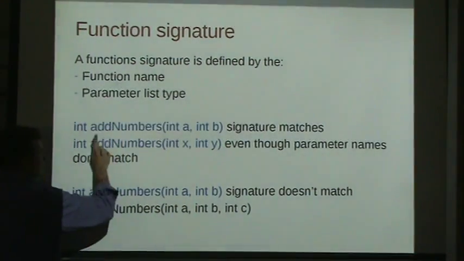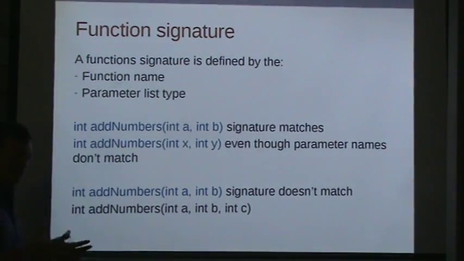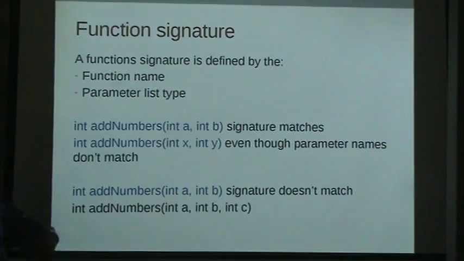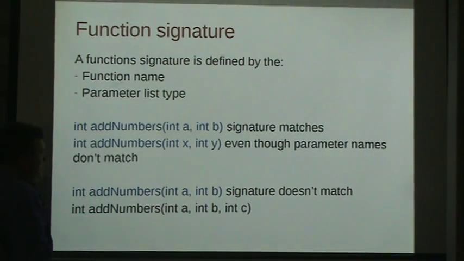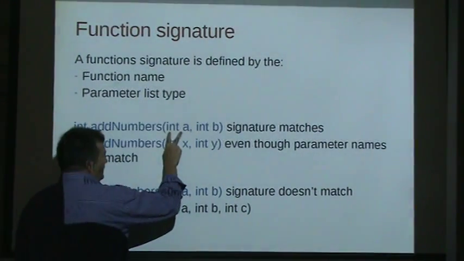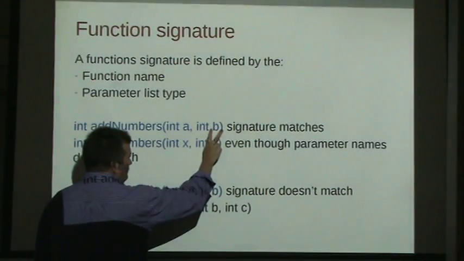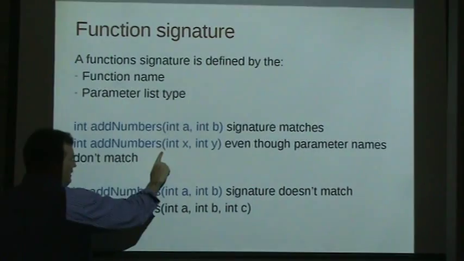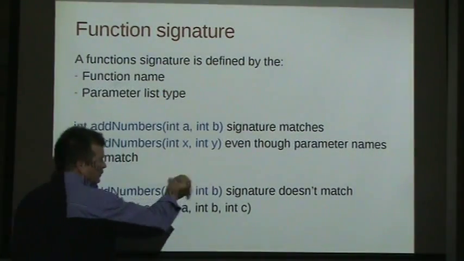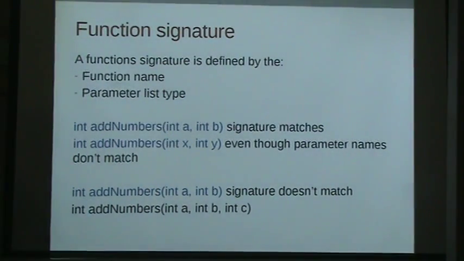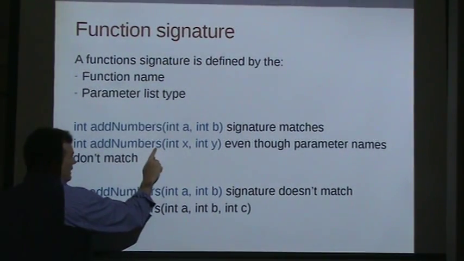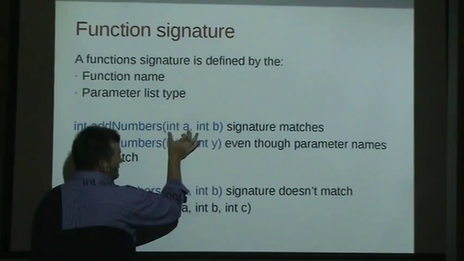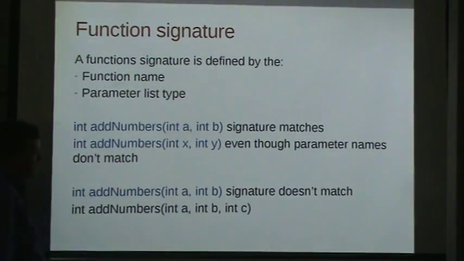So for example, add numbers. Let's say there was a method that takes in two numbers, adds them together, and tells you what the result is. One of them takes in an integer named A and an integer named B, and another one has the same exact name, add numbers, but takes in an integer X and an integer Y. These both have the same signature. Their names match, and the types of the parameters match. They both have two parameters and they're both integers. They match.